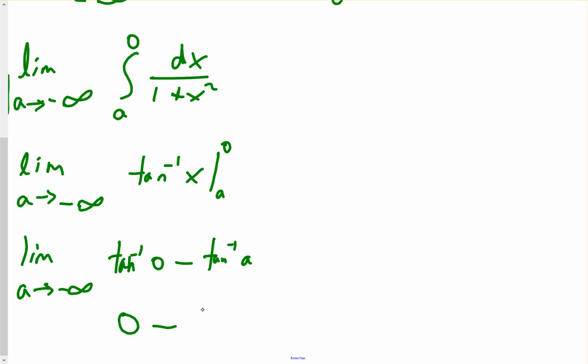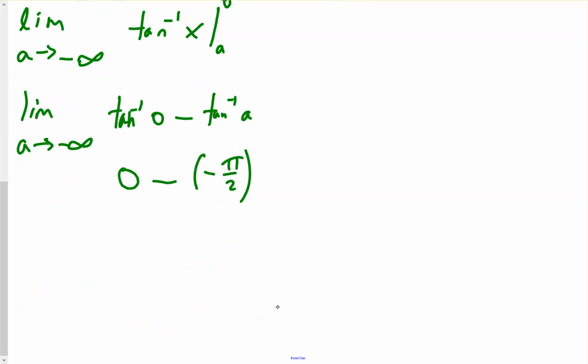Well, that's going to give us negative pi over 2. So you want to think which of the angles is going to go towards negative infinity. So tangent would be sine over cosine. And then we have the negative pi over 2, that would go towards negative infinity. So this is going to end up giving us negative pi over 2. And then 0 minus negative pi over 2 would be pi over 2.